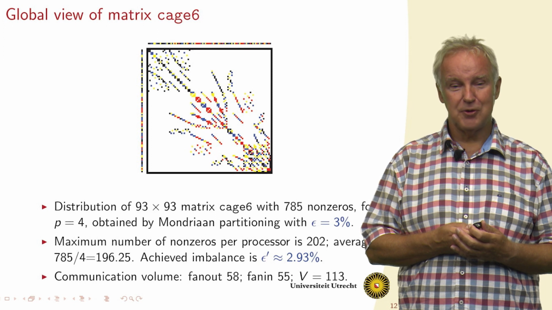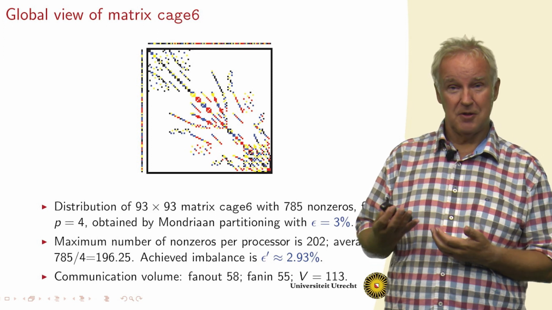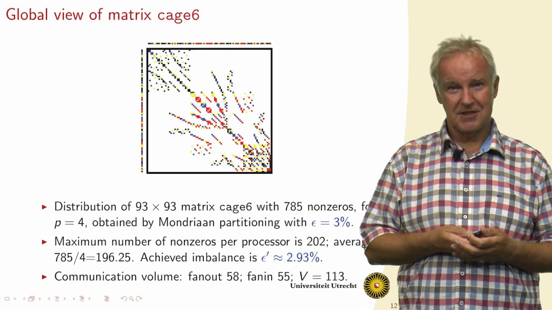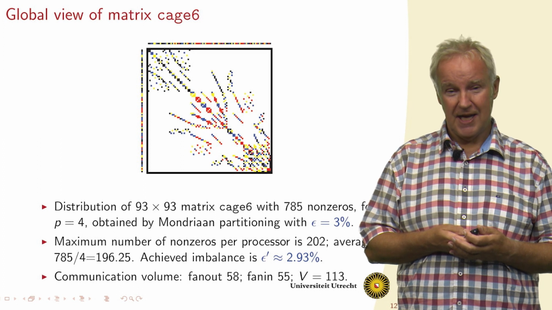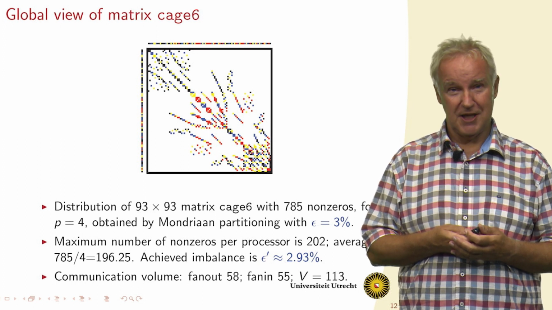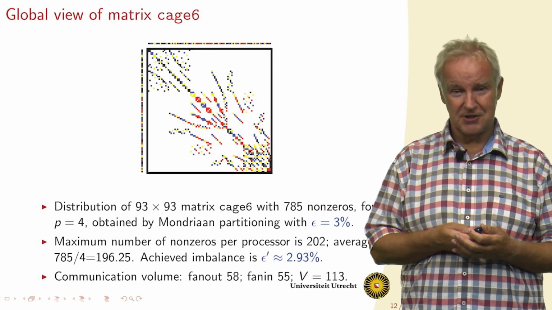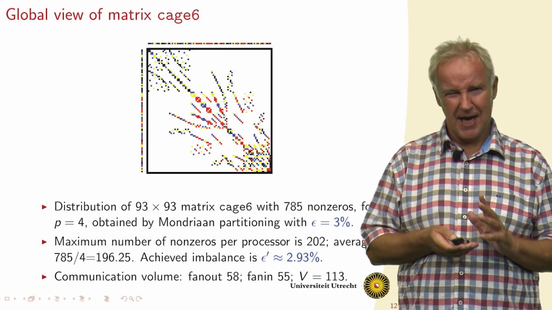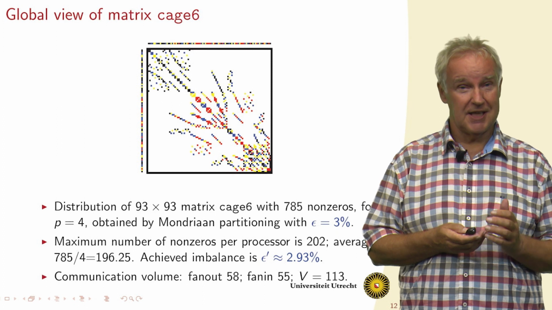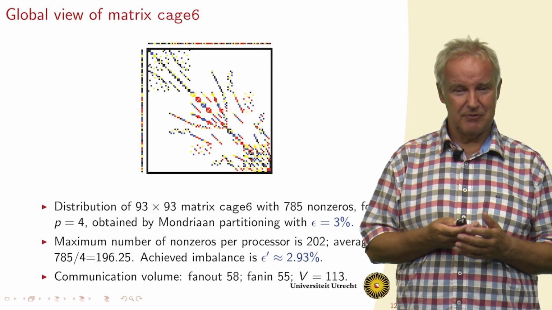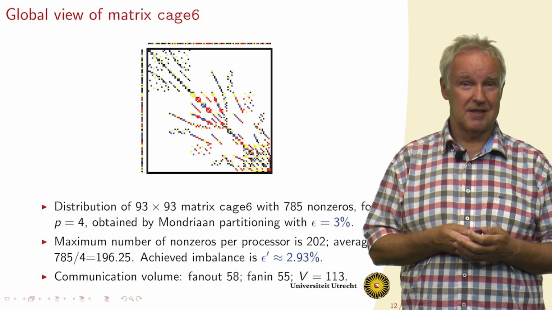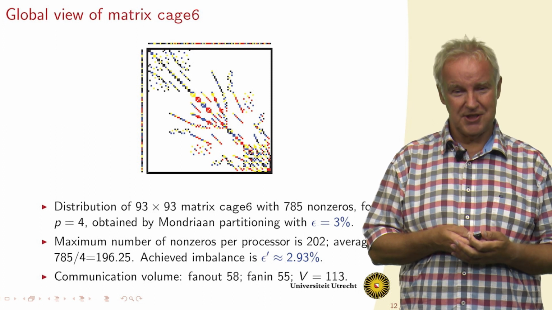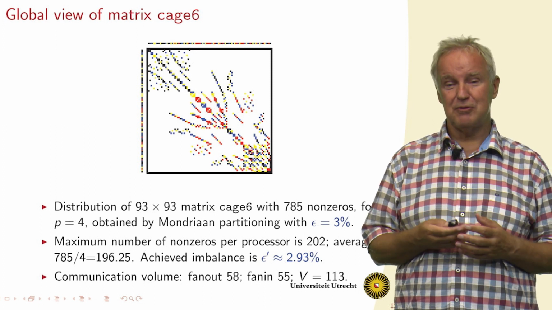This would be the global view. Here we use the Mondriaan partitioner implemented in the Mondriaan software. And this is how the matrix looks. And you also see a distribution of the input and output vectors, not necessarily the same. If we ask for 3% imbalance at most, we achieve that. We get very close to that, 2.93% of imbalance. Still quite a bit of communication is generated in this matrix. This is the global view.